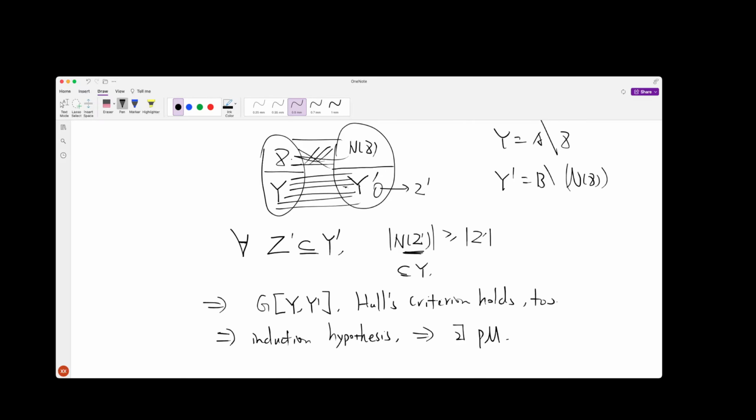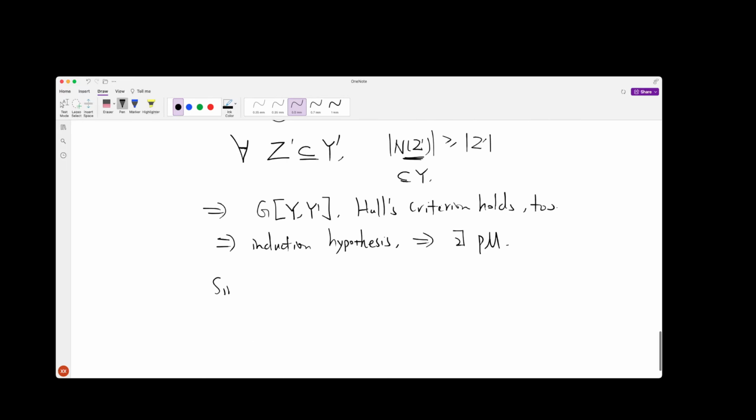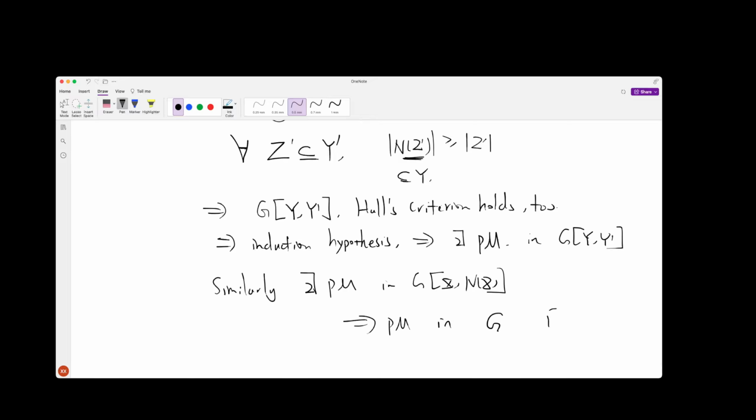And also inside, similarly, there exists a perfect matching. So here is a perfect matching in G, y prime. And here there exists a perfect matching in G, x, n of x. Right? So together, we got a perfect matching in G. Okay? So it's induction. This is a classic. I don't think it's very hard.